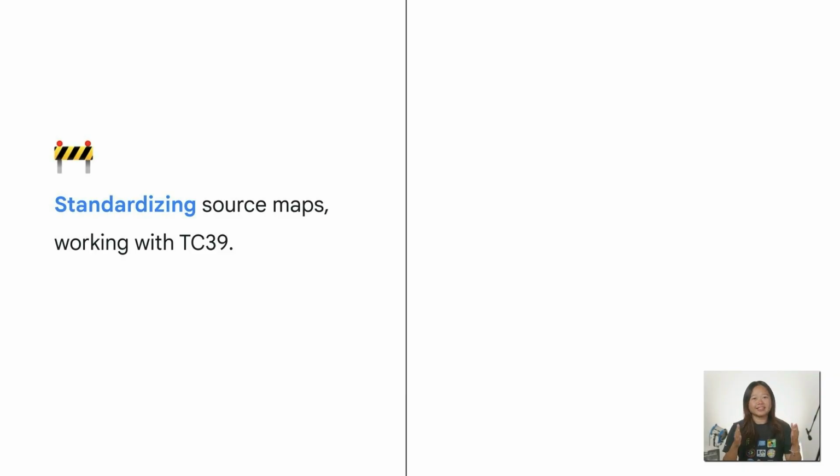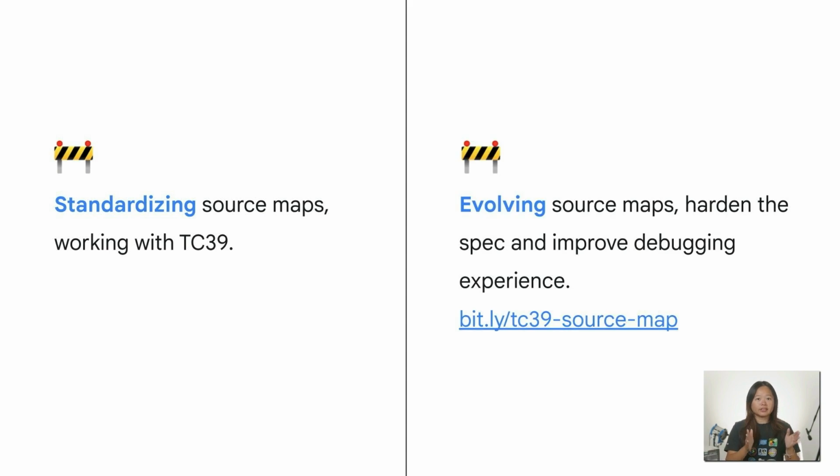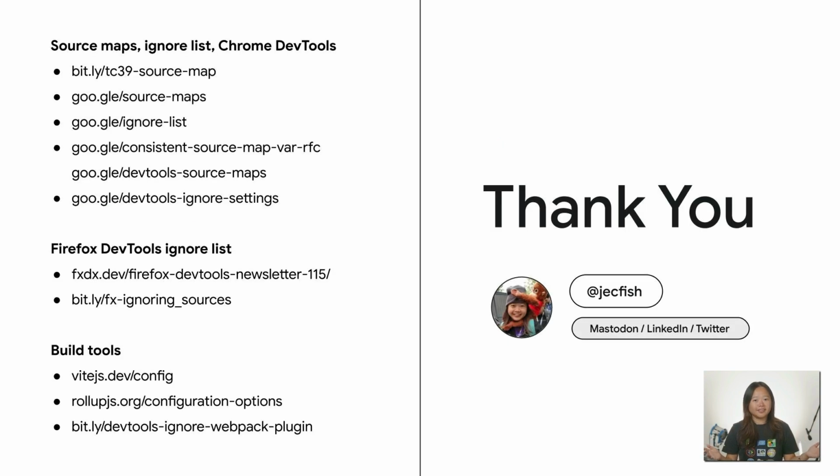The good news is the process of making source maps an official standard is currently in progress. TC39 is the standards body. The first step is to harden the spec. There are active discussions happening right now. Go to this link to get involved and find out more.